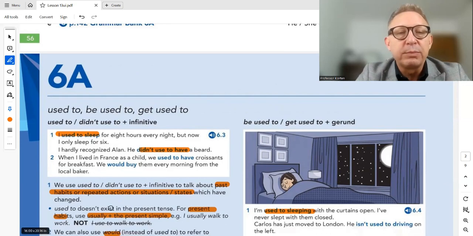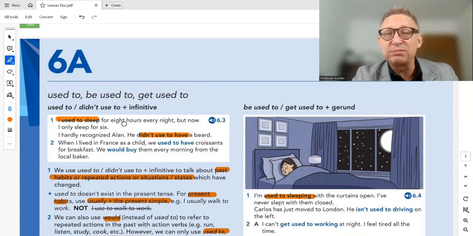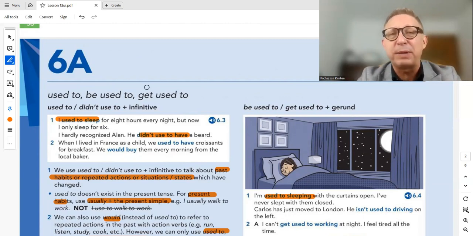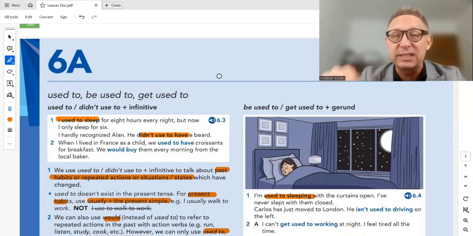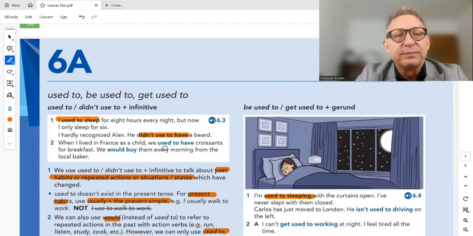So if you look here, number 1, these are past actions or repeated habits. For present habits, we use usually. So I used to sleep for 8 hours. That's in the past. Now, if I want to talk about now, what's your sleeping pattern? You can say, I usually sleep, present simple. I usually sleep for 8 hours. You're telling people what you normally do every day.